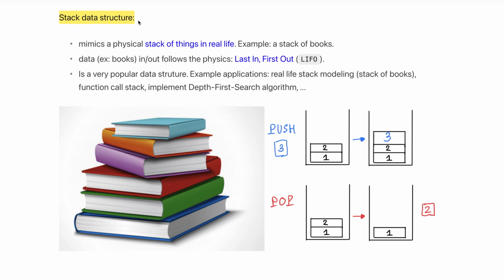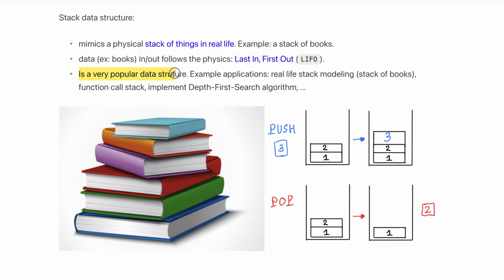Stack data structure mimics a physical stack of things in real life, like a stack of books in this picture. You can imagine if we have a very tall stack of books, we cannot get the book at the bottom out first. Instead, we have to get the book on the top out first. That is the nature of the stack. Last in, first out, or LIFO. Last in, first out is the main idea of the stack data structure.